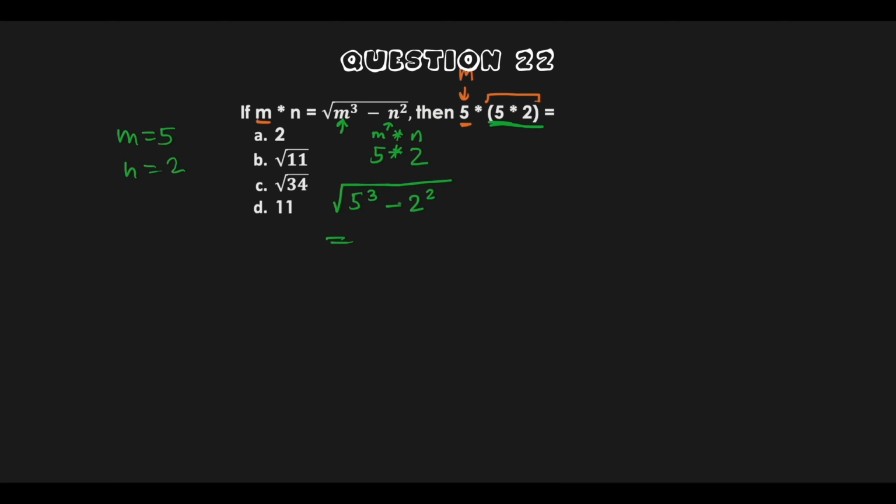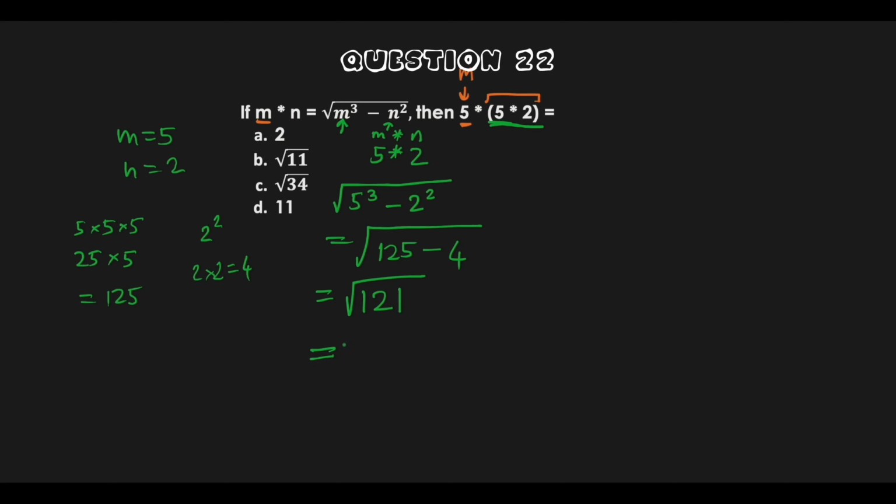Let's treat this like a green section. So 5 to the power 3, that means 5 times 5 times 5. So 5 times 5 is 25, and 25 times 5 is 125. So that's the square root of 125 minus 2 squared. So 2 squared is the same as 2 times 2. What's 2 times 2? 4. So 125, take away 4, square root 121. Now the square root of 121, or what number times itself gives us 121? That number is 11. So now we can say that here is 11.